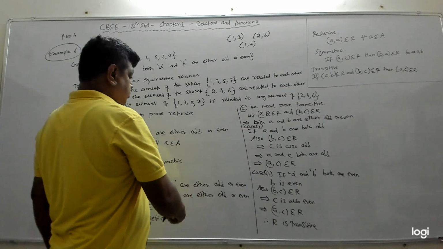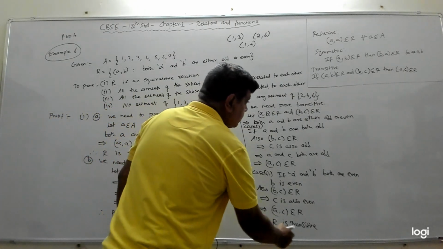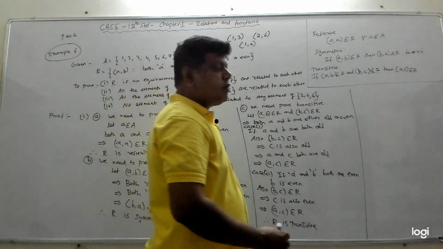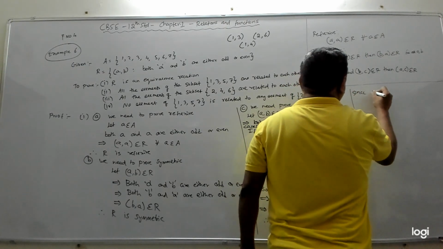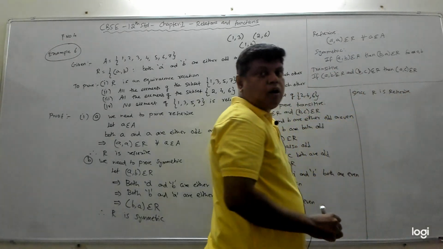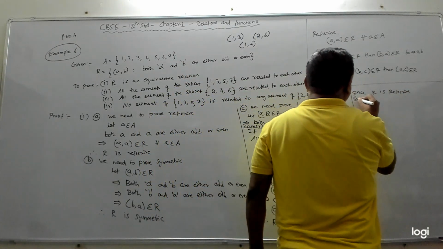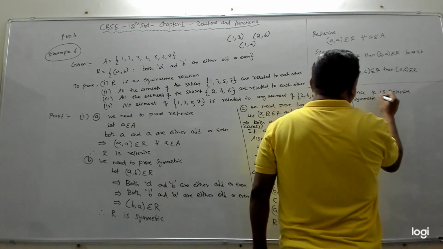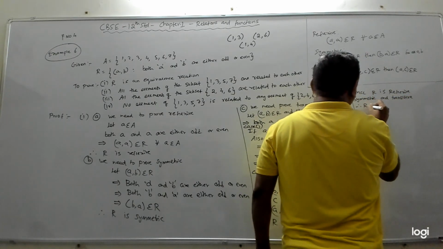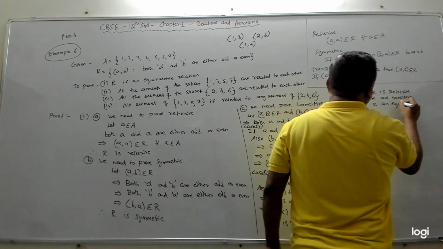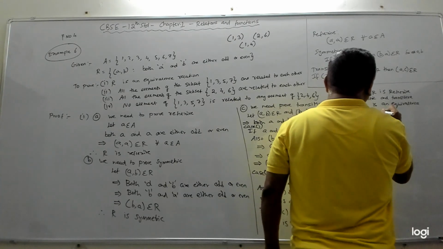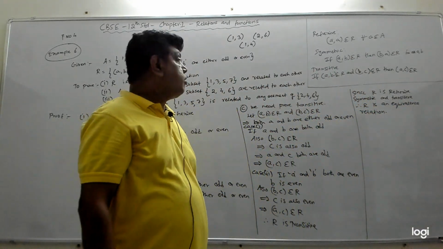Fine. So now we will write the conclusion. Let me draw one more column here. So I will say, since R is reflexive, symmetric and transitive, therefore R is an equivalence relation. Now we have proved the first one.